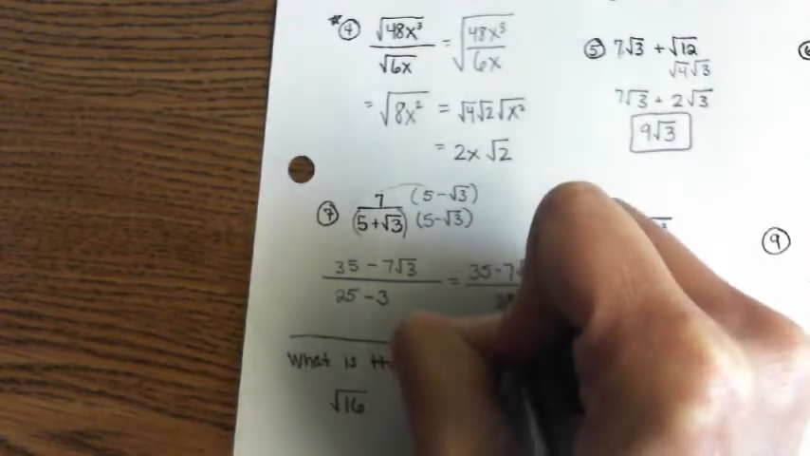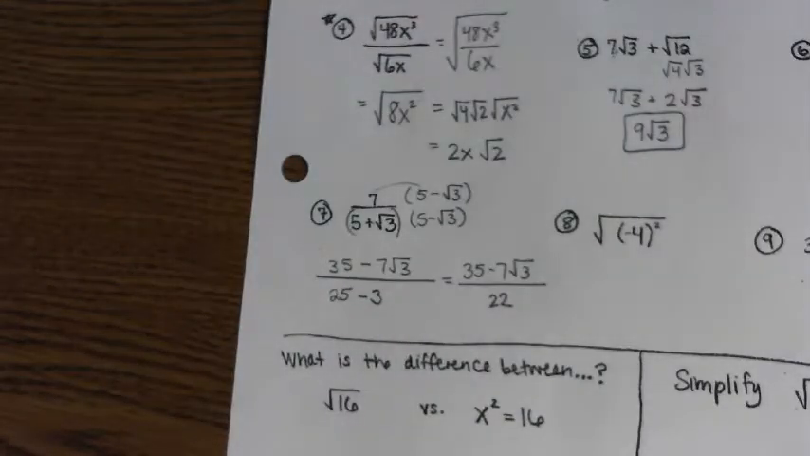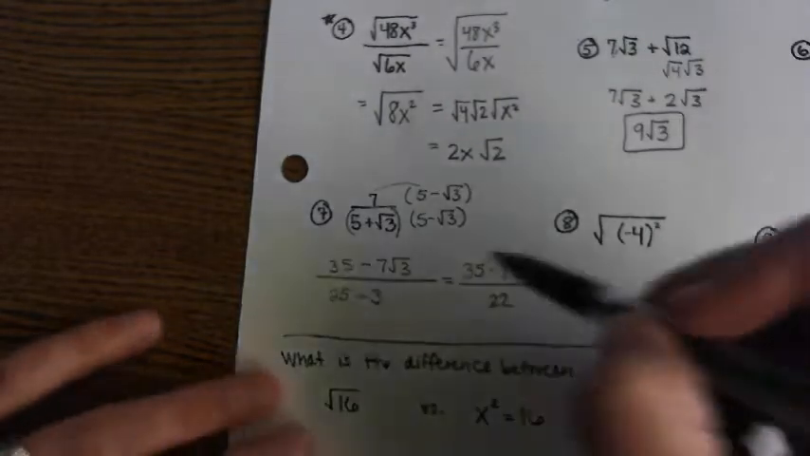Here's what not to do. 35 minus 7. You can't do that, because that 7 is not a whole number. It's 7 root 3. Any questions?